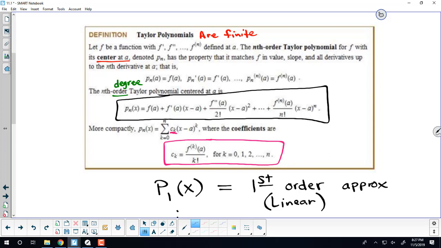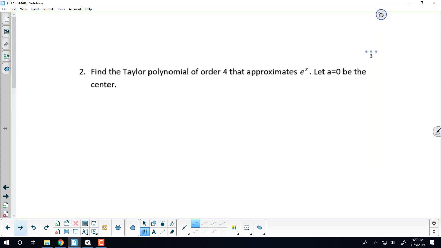Okay, so then it says, example 2, find the Taylor polynomial of order 4 that approximates e to the x, and let a equals 0 be the center. So we need to find this p sub 4, the 4th degree polynomial. And we'll just write it out so we know what we're finding.